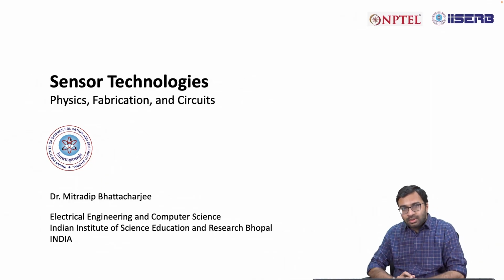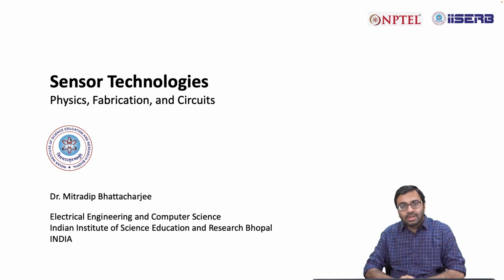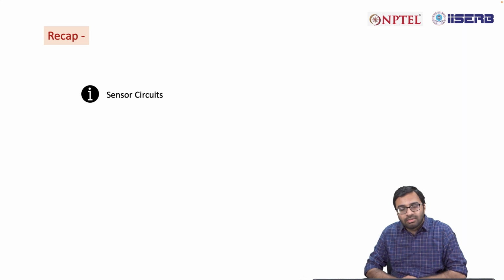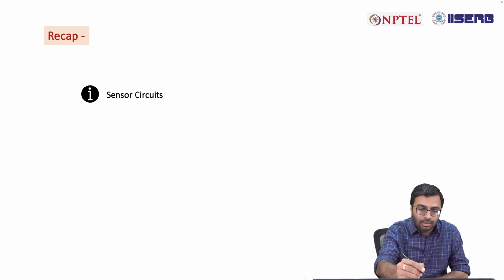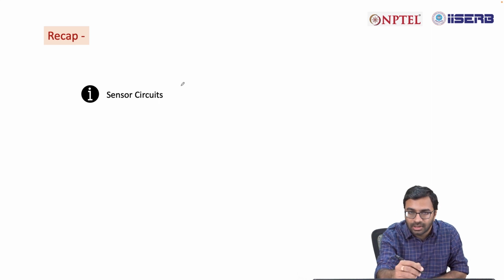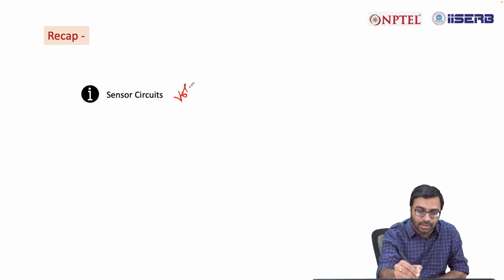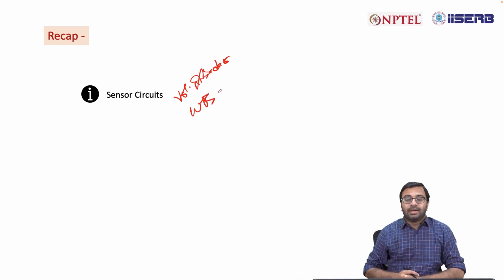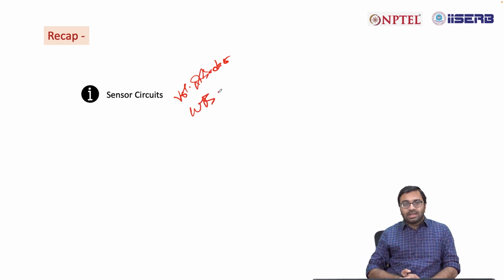Hello everyone. So we are now almost at the end of the course. In the previous lecture, we already have seen some of the sensor circuits. We started with simple basic circuits associated with sensors, for example, say voltage divider. And then we also have seen another very basic circuit which is Wheatstone bridge. And we have discussed how these circuits will help us in interfacing a sensor with the system.